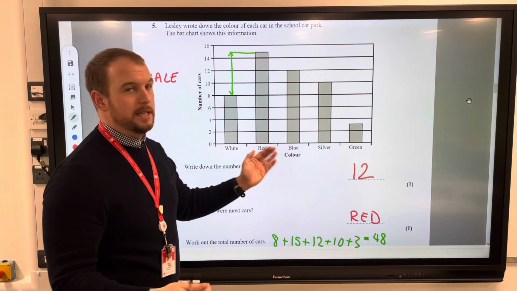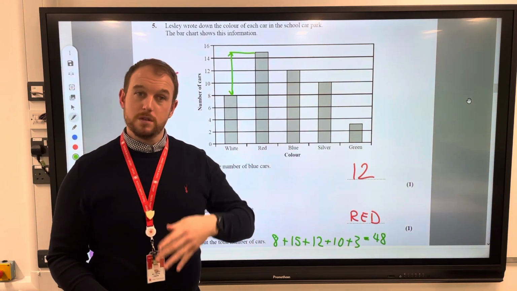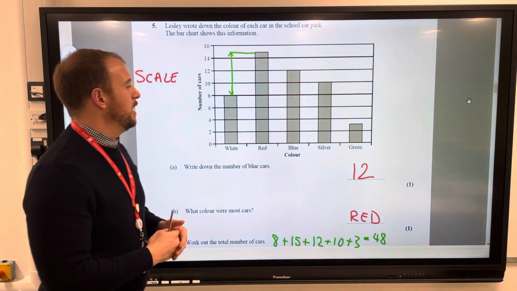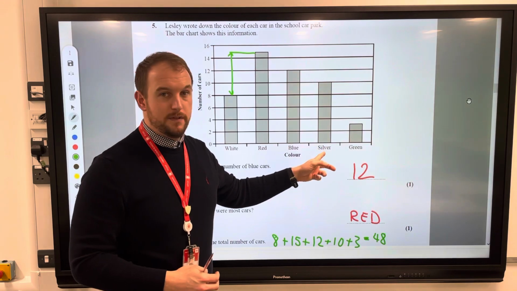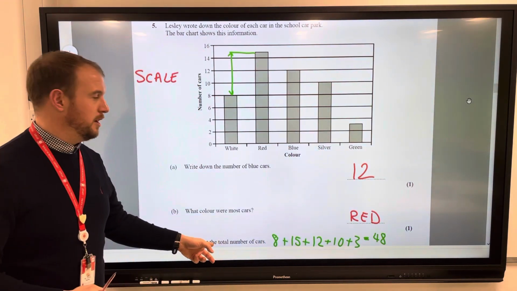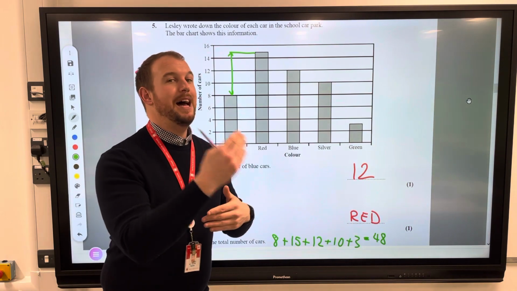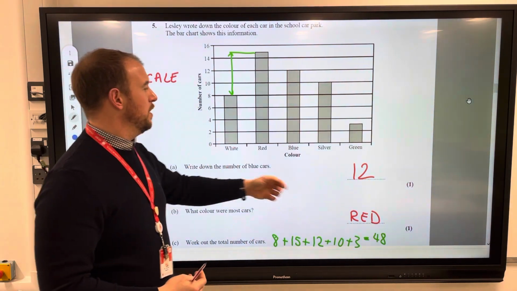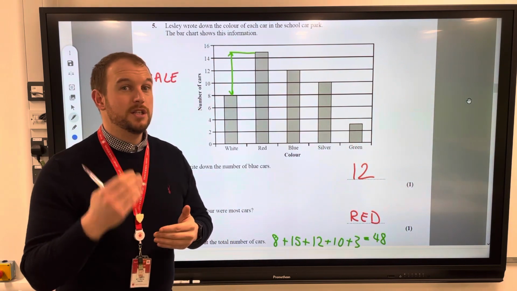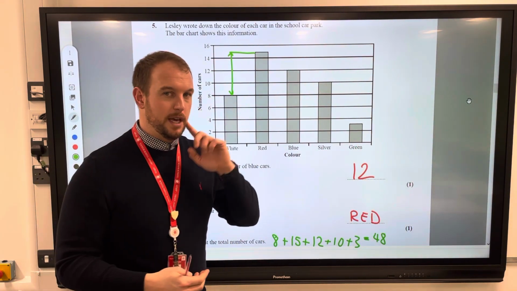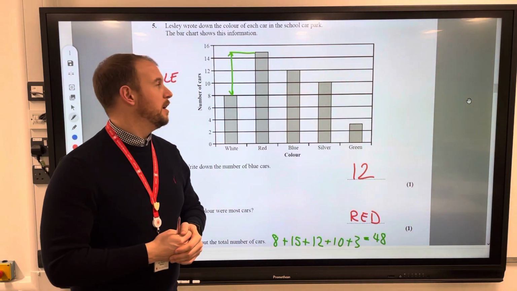You might see which colour is the modal colour. Mode means most. It could be what is the total of blue cars and silver cars. So that word total comes in. Or sum of. Sum of means add. What is the sum of the silver cars and the green cars? Sum means add. So be careful with the words being used in order to interpret a bar chart.